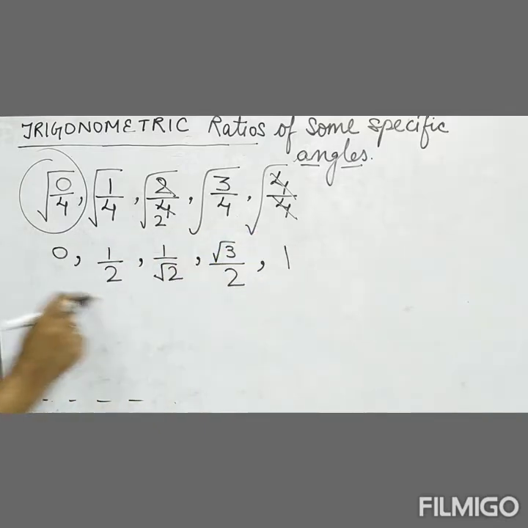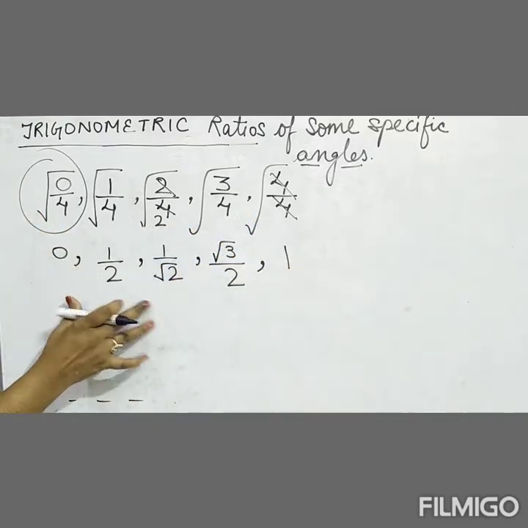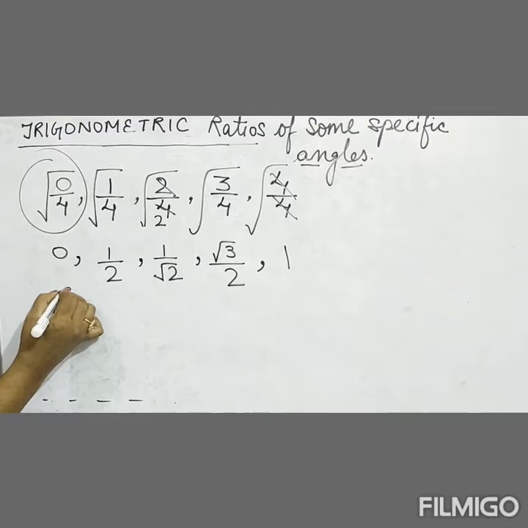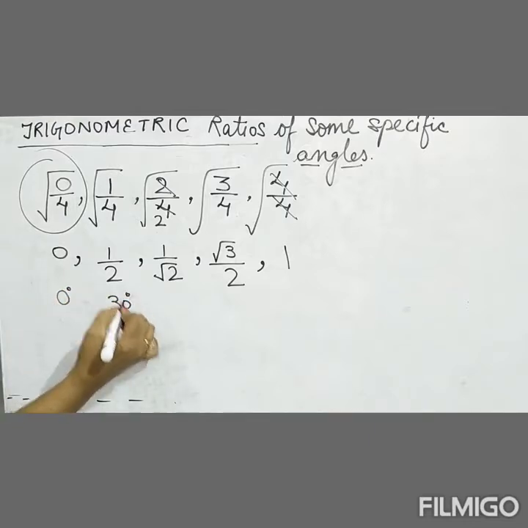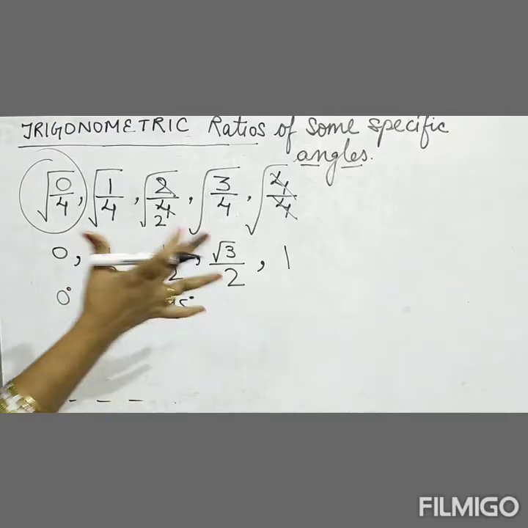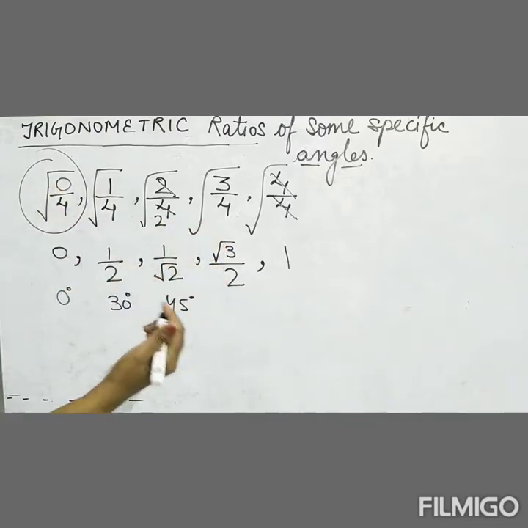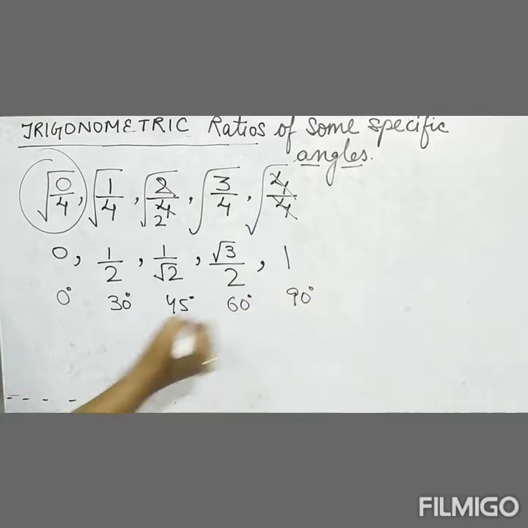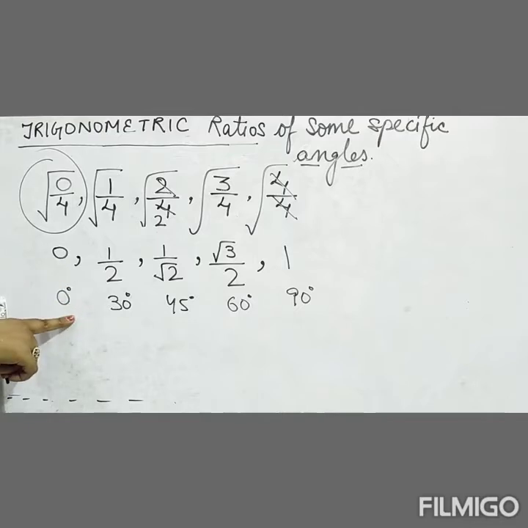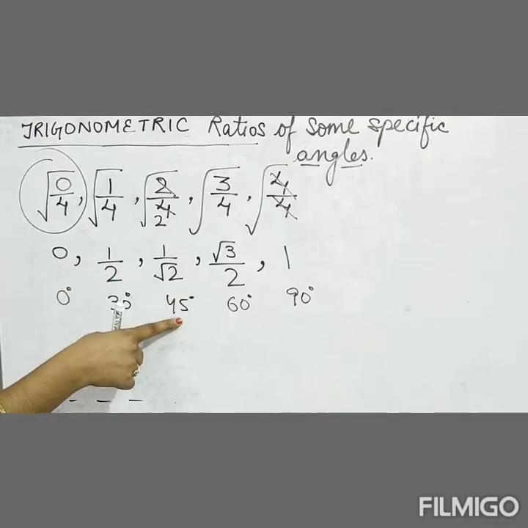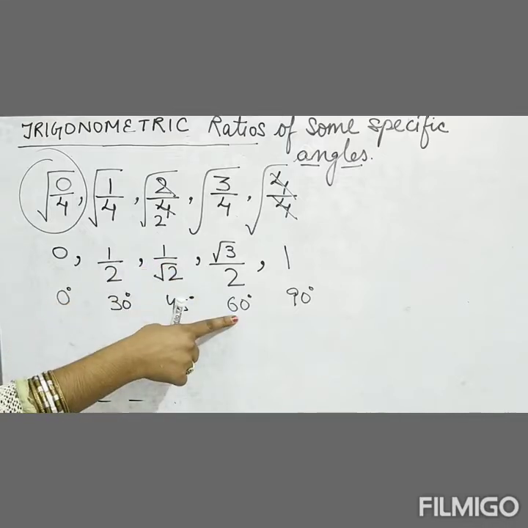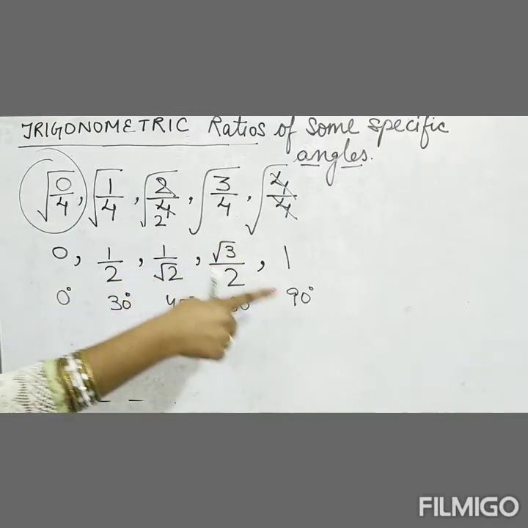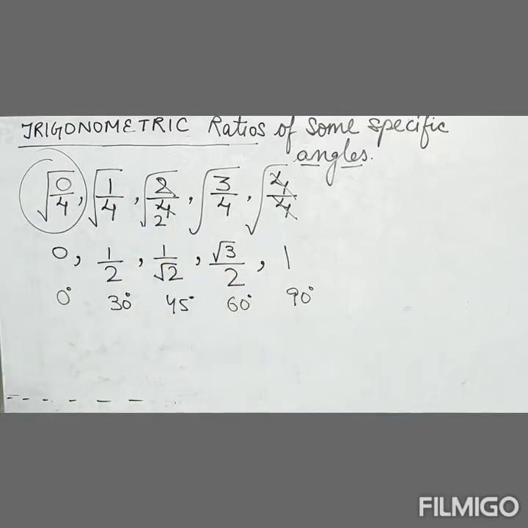First you'll have to note down these ratios, and these ratios are for 0 degrees. The second one is 30 degrees, then 45 degrees. Just recall your hand and you can easily recall the angles: 0, 30, 45, then 60 and then 90. This is the value for sine 0 degrees. Sine 30 degrees is 1 by 2. Sine 45 degrees is 1 by root 2. Sine 60 is root 3 by 2. And sine 90 degrees is 1. Okay.